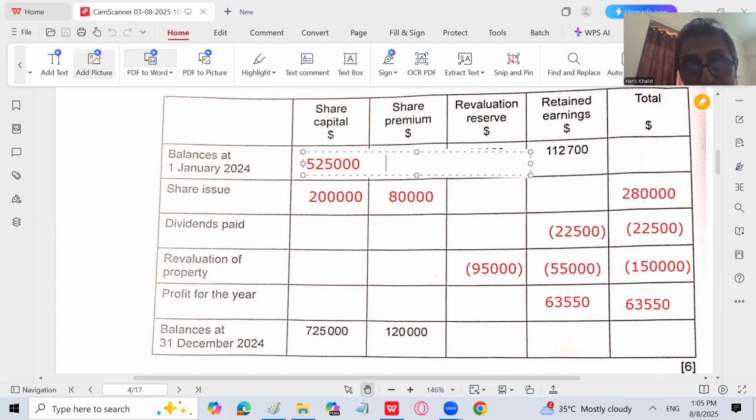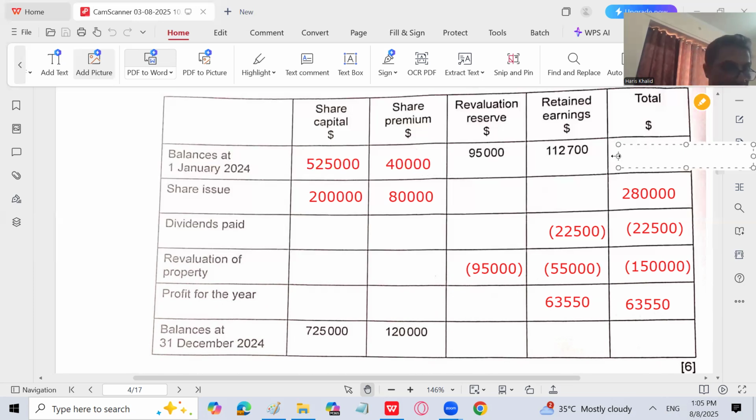Now let's move to share premium. 80,000 premium has been increased because of the right issue. So 1,20,000 is the total premium. Here it is given. Minus 80,000 will go reverse. So 40,000 is the share premium at the start. Now I can go for the total easily. 5,25,000 plus 40,000. Revaluation reserve is 95,000, which is no more at the end of the year, plus 112,700 is the retained earning at the start. 772,700 is the total at the start.